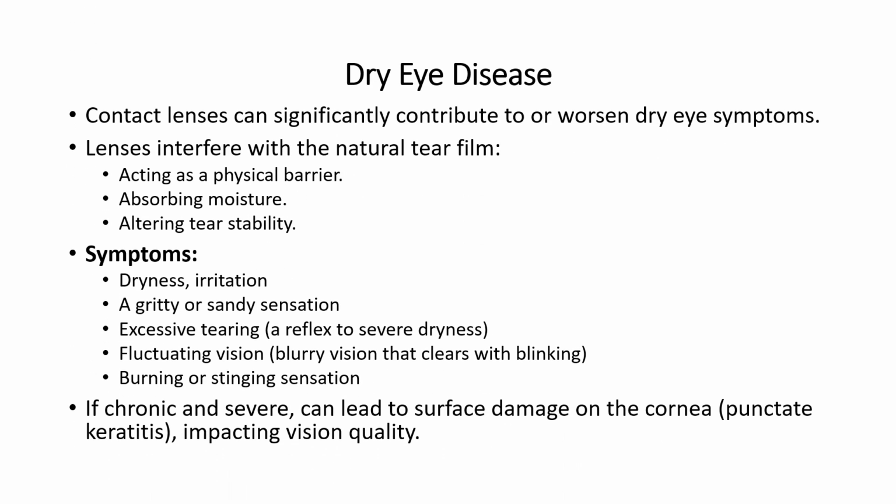Dry eye disease is a significant concern for contact lens wearers, as lenses can significantly contribute to or worsen dry eye symptoms. Lenses can interfere with your natural tear film in several ways, by acting as a physical barrier on the eye's surface, by absorbing moisture from your tears, or by altering the tear film stability. The common symptoms include dryness, irritation, a gritty or sandy sensation, and sometimes even excessive tearing, which is a reflex to severe dryness. You might also notice fluctuating vision, where your vision becomes blurry and then clears with blinking, along with a burning or stinging sensation.